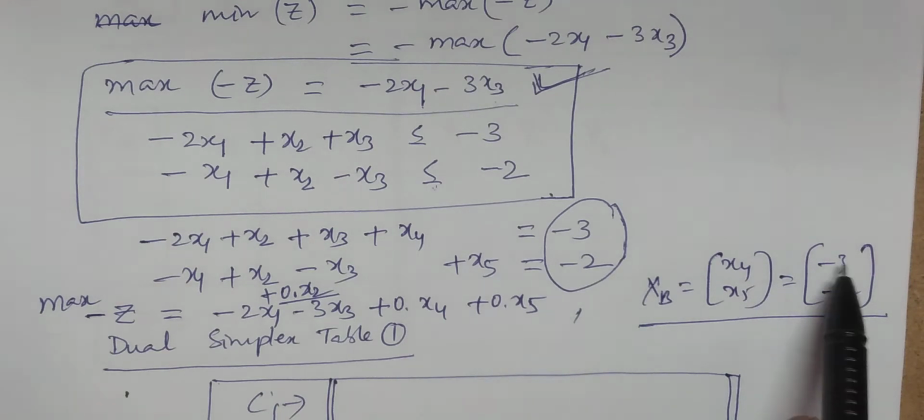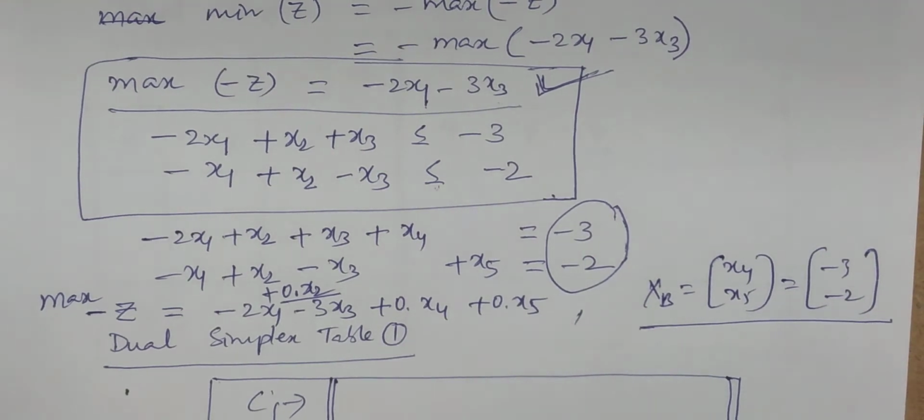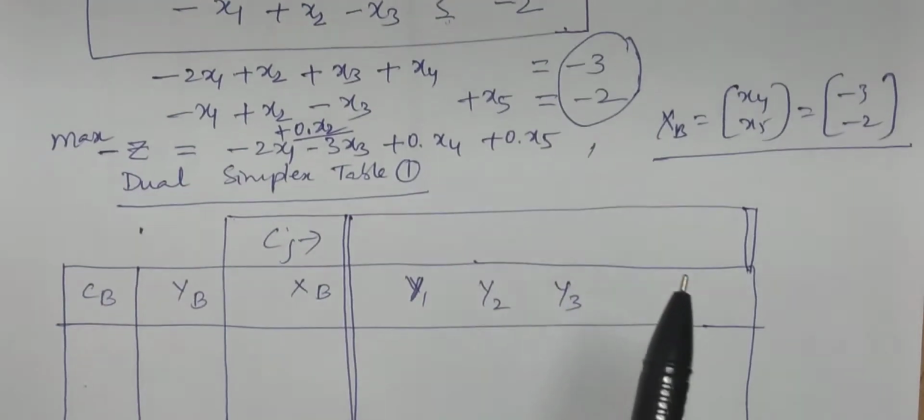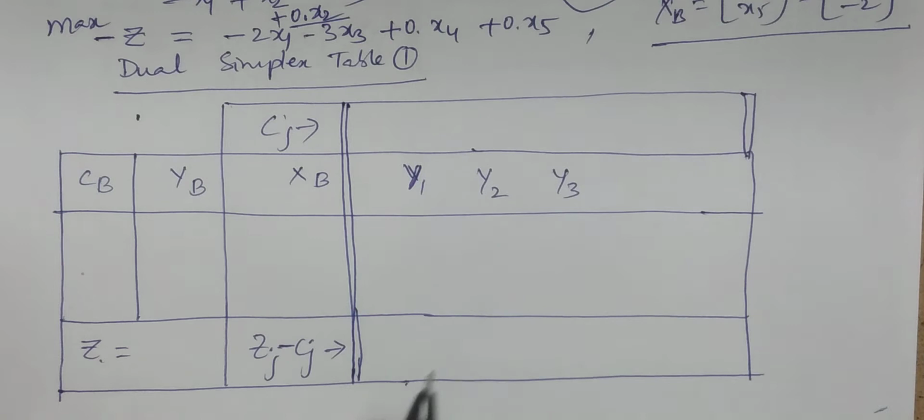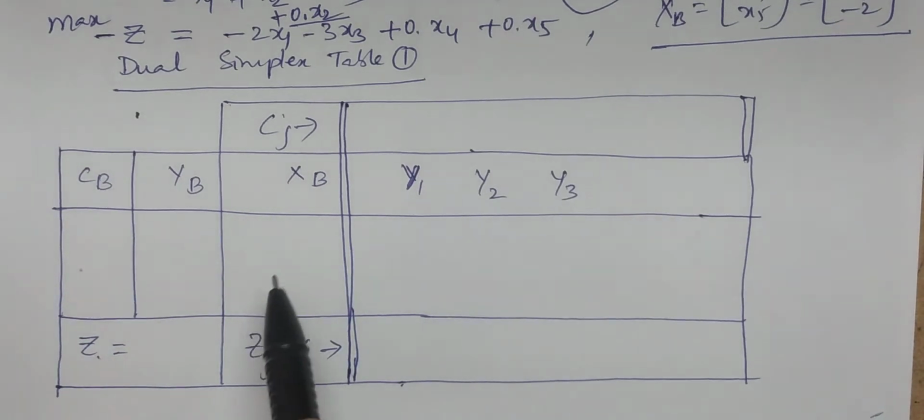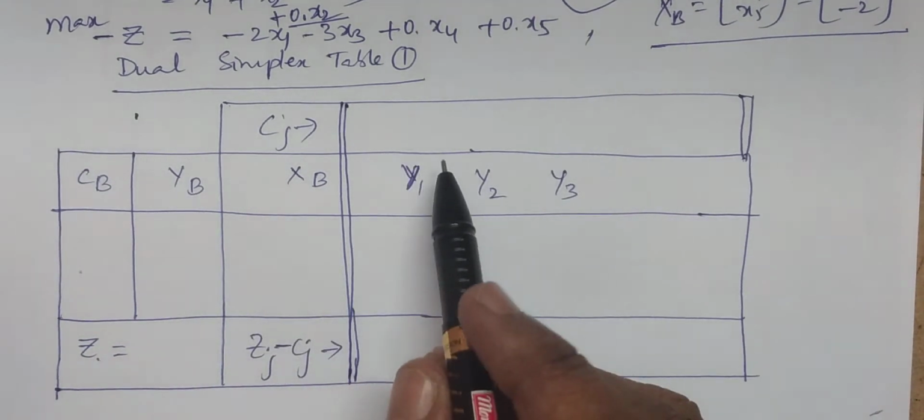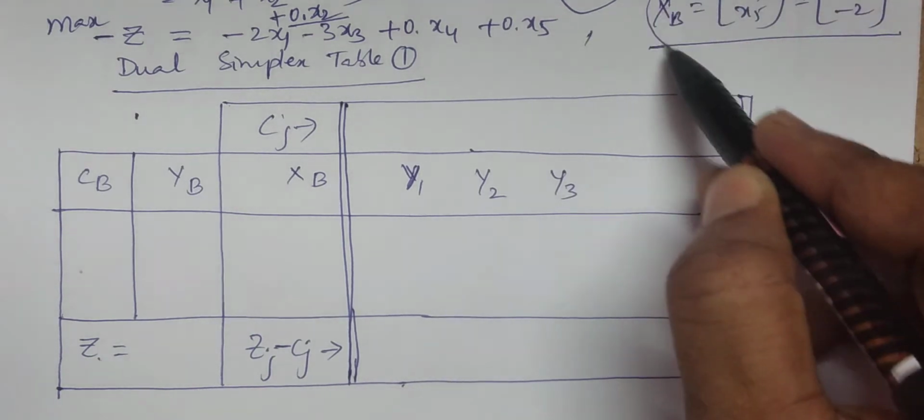But here, observe minus 3 and minus 2. These are the two particular values which are negative. So therefore, don't compare with the simplex procedure. This is just some kind of reverse procedure, right? Now come to simplex table 1, and don't consider why the initial basic feasible solution has negative values.